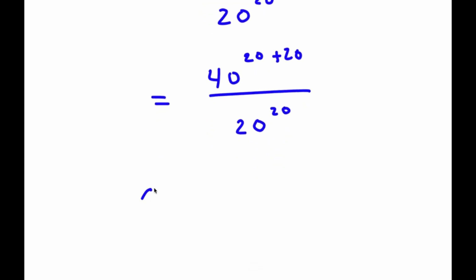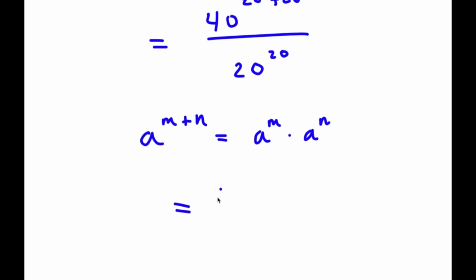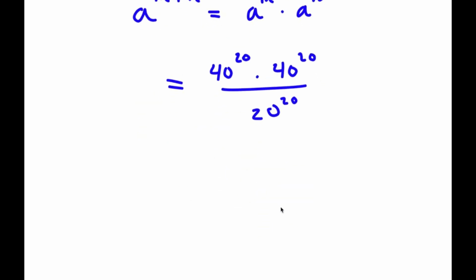Now, if I have something in the form a to the power of m plus n, this is equal to a to the power of m times a to the power of n. So in this case, 40 to the power of 20 plus 20, I can write as 40 to the power of 20 times 40 to the power of 20. Now I have this over 20 to the power of 20. Now, I can rewrite this as 40 to the power of 20 times 40 to the power of 20 over 20 to the power of 20.